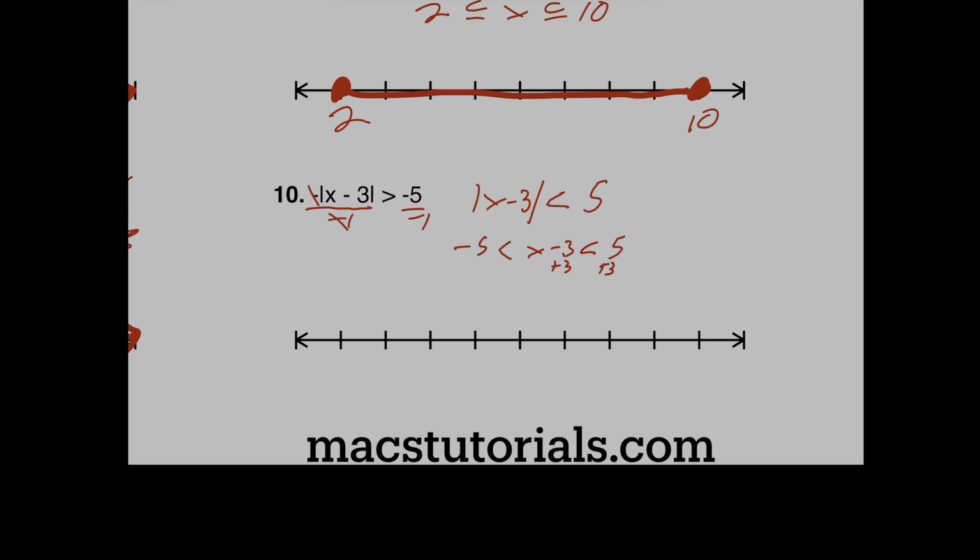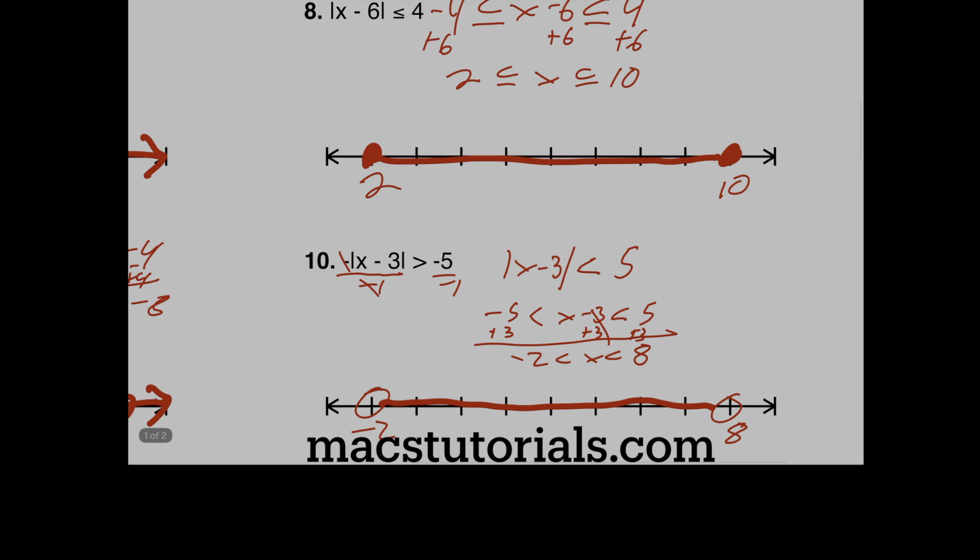And then once I add 3 to both sides, I get negative 2 less than x less than 8. Okay, so I'm going to write a negative 2 there, and I'm going to write an 8 right here, and I'm going to put holes in both of them, and then they're innies, so I go like that.